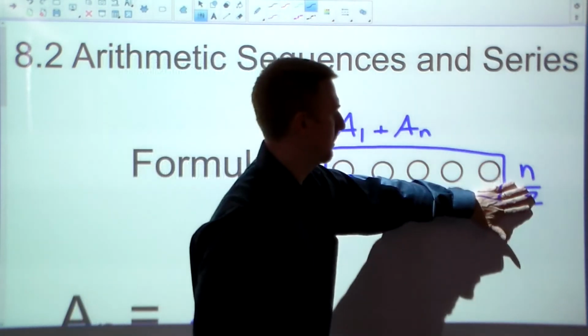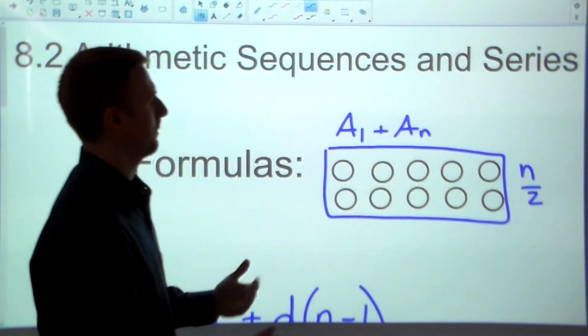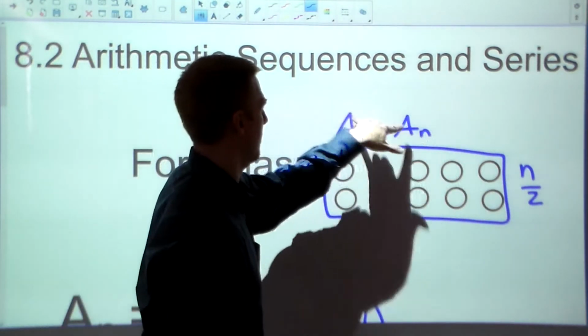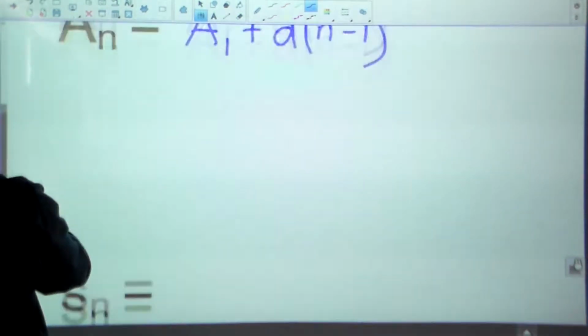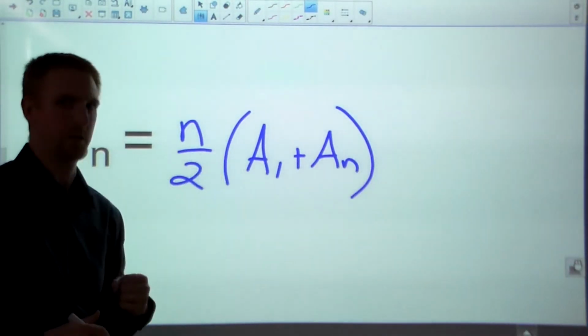It's this side, or this height times this width, if you're thinking rectangle. So n divided by 2 times a1 plus an. So there it is written out formally, n divided by 2 times a1 plus a sub n.